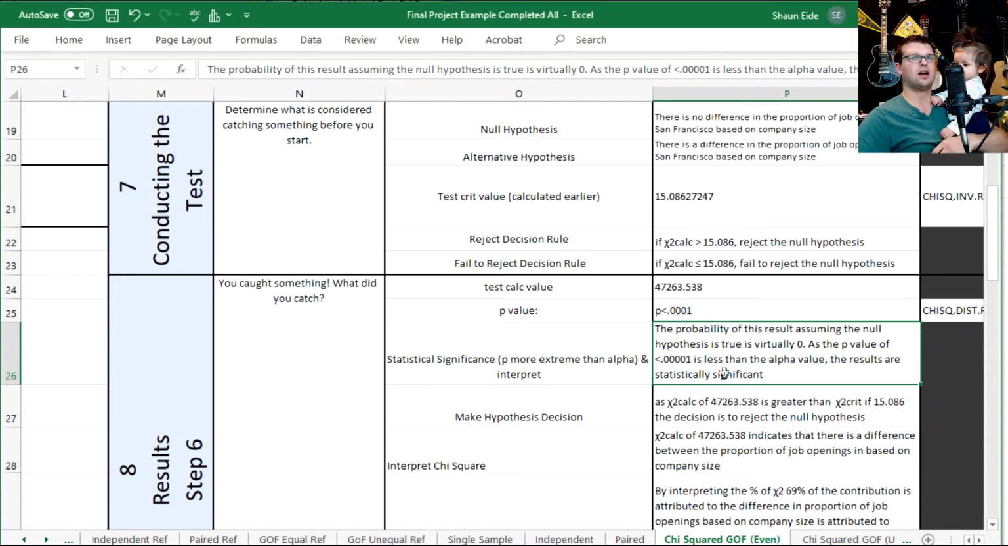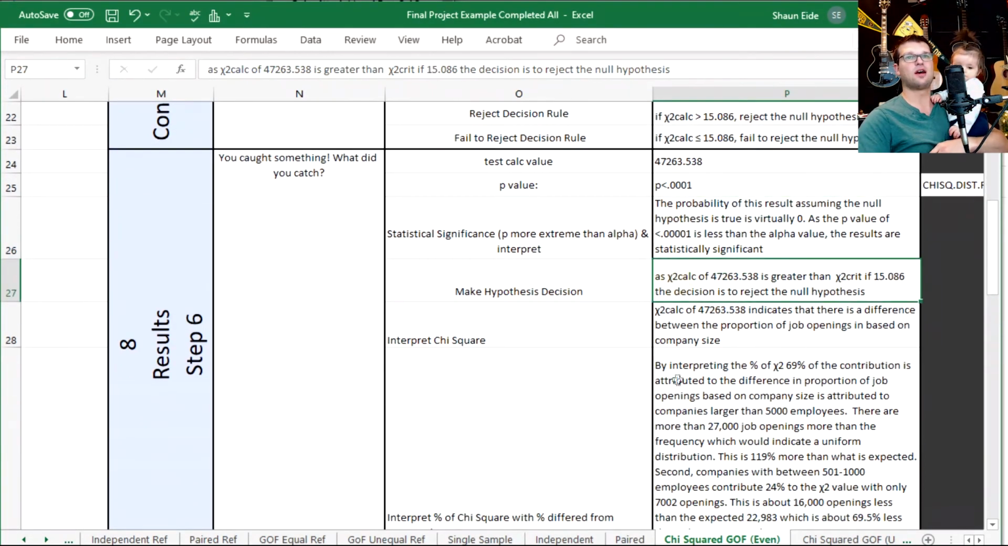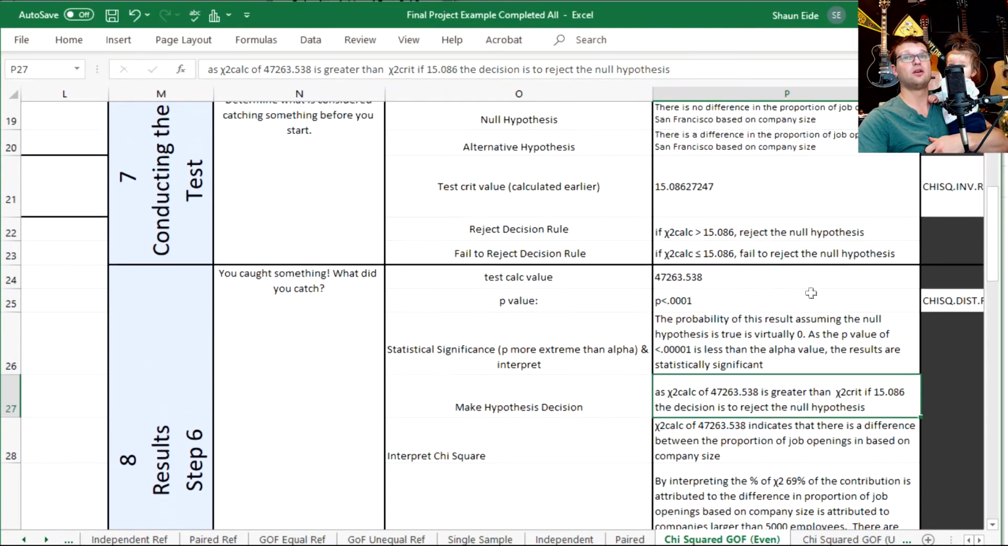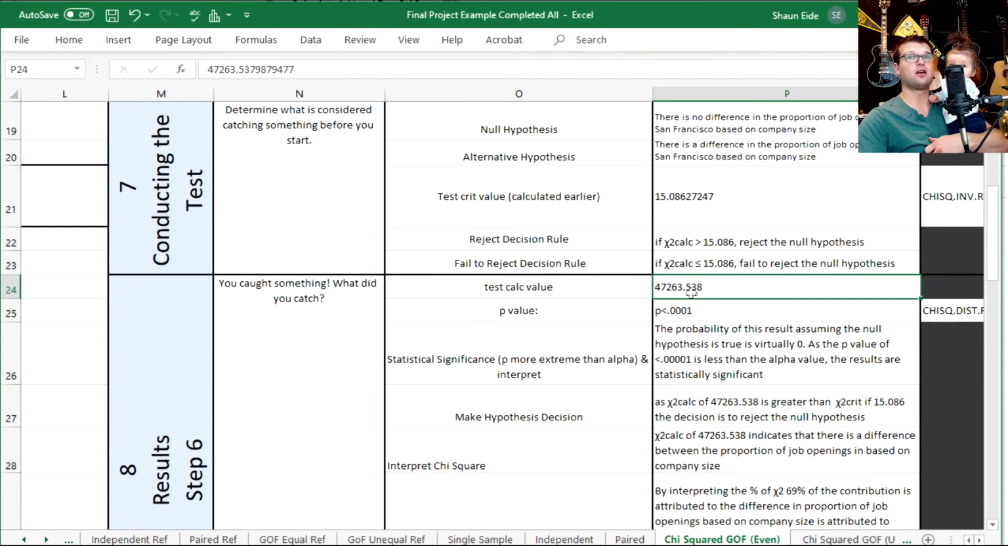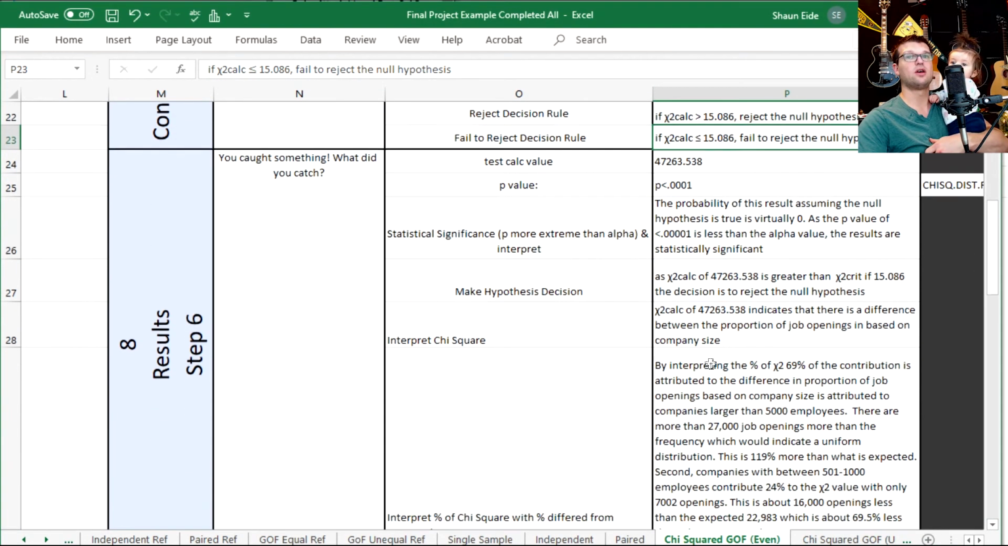Okay. Next, make the hypothesis decision. We're comparing the chi-squared calc to the chi-squared crit, right? So we compare this calc value to this crit value. As the chi-squared calc of 47,263.538 is greater than the crit value of 15.086, we reject the null hypothesis, which means we're rejecting the idea that there's no difference between the two.